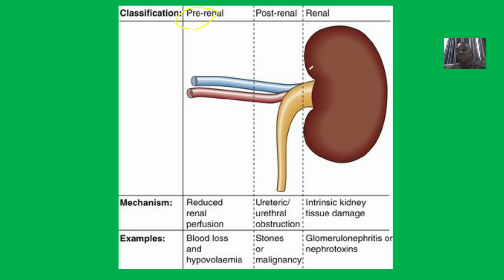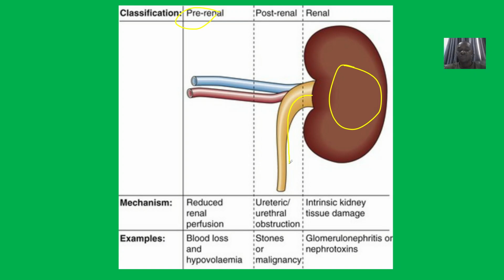Now if the blood is already in the kidneys, filtering the glomerulus, in the nephrons and all of that, the tubules, if there's issues along that pathway, I call that the issue is now within the kidney. So I call it renal issue or intrinsic issue. It's an inside issue.